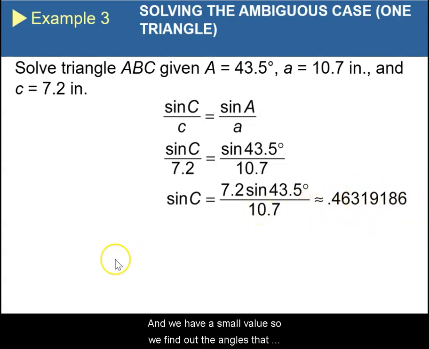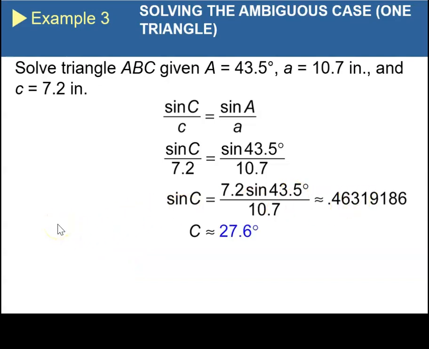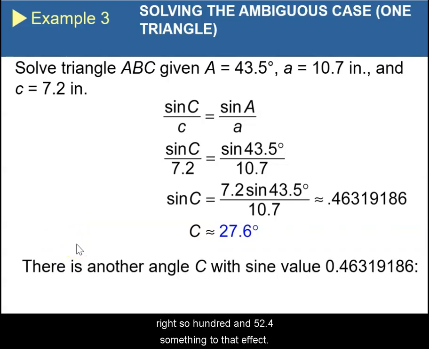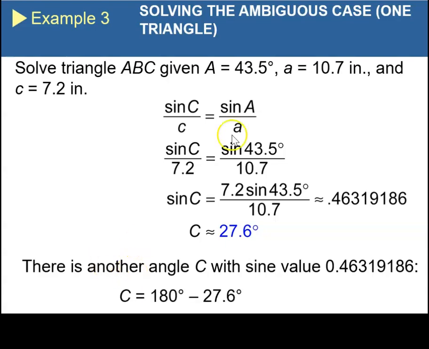So we find out the angles that work for this. We find the first one that's in quadrant 1, which is 27.6. You can use inverse sine to find that value. And its supplemental angle then is 180 minus this value, which is 152.4 degrees. Okay, so those are our two.